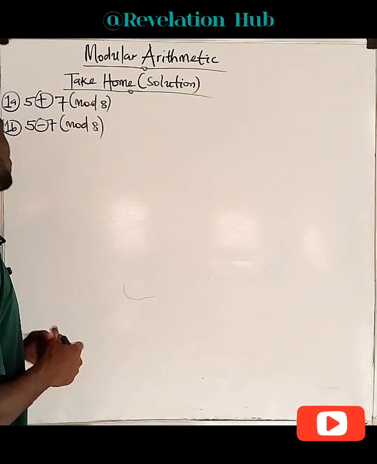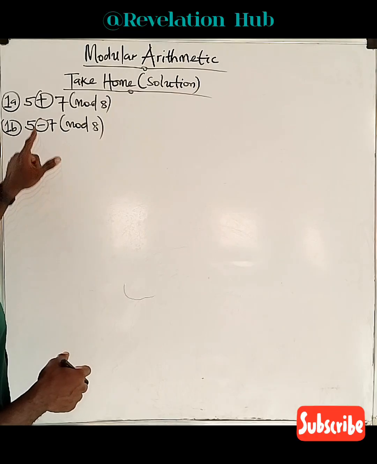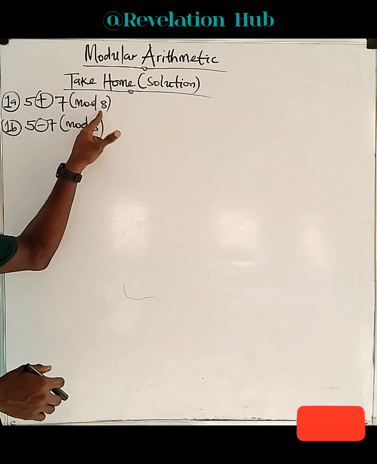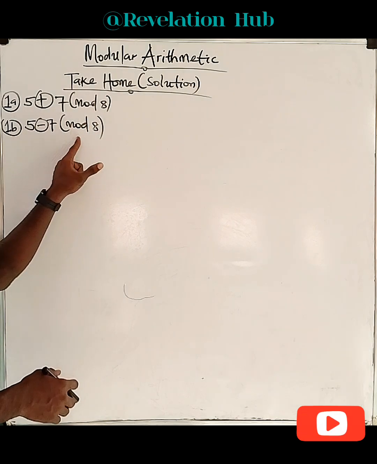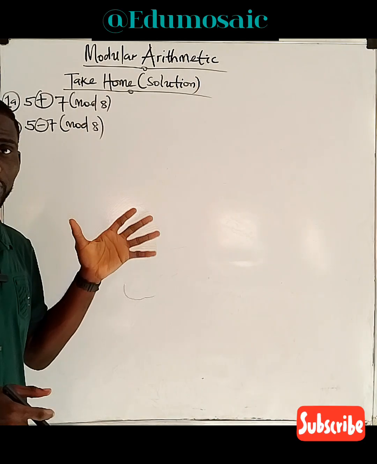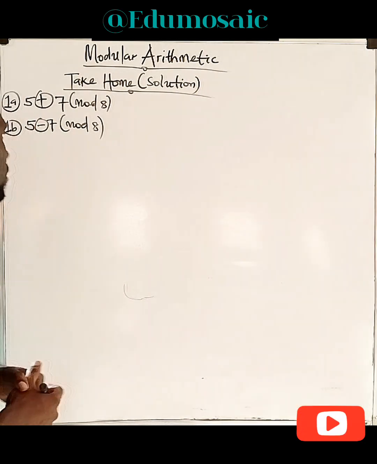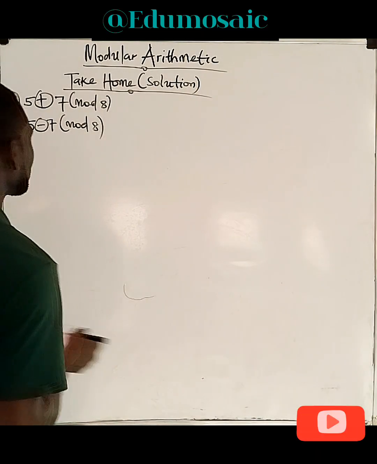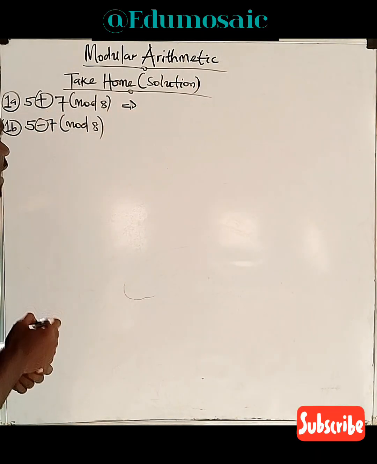We are asked to solve these two major questions on modular arithmetic. The first is 5 plus 7 to be solved in modulo 8. And the next is 1b, 5 minus 7 to be solved in modulo 8 also. So we're going to be solving this first set of questions. We are given two major sets, the 1a, the 1b, then the 2a and the 2b. So let's quickly solve the very first one. The first one, 5 plus 7 to be written in modulo 8.